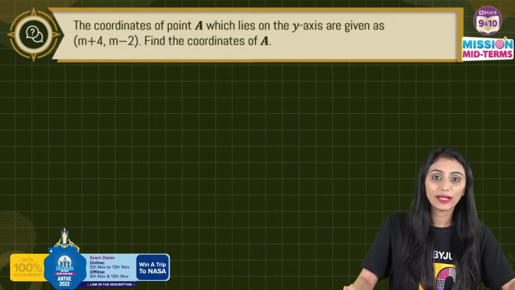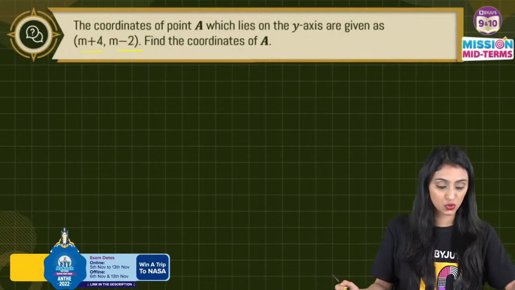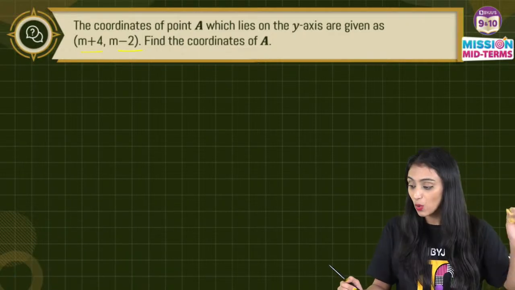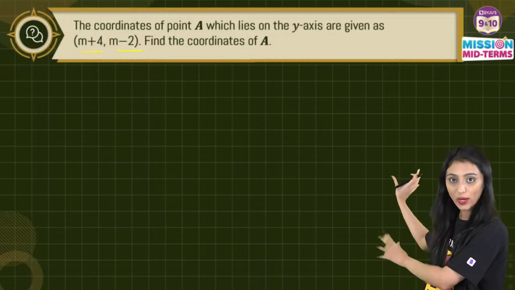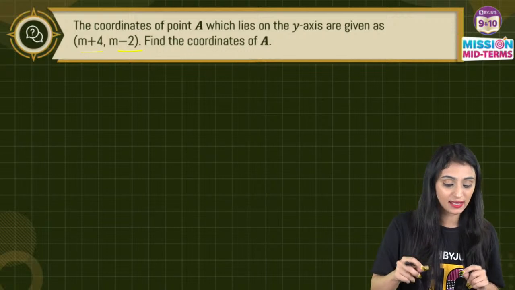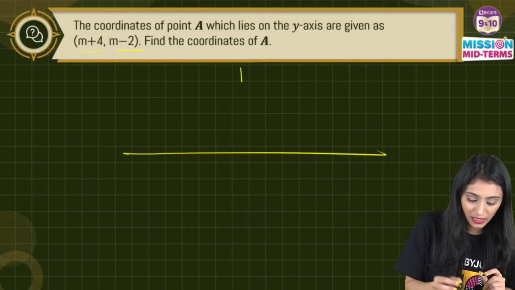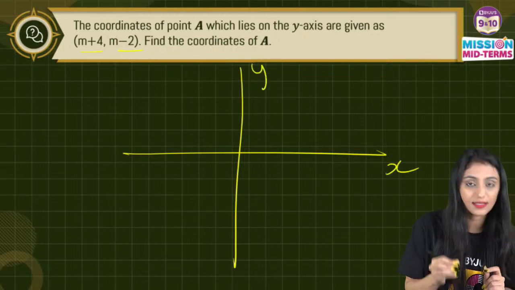The coordinates of a point A, which lies on the y-axis, are given as m plus 4, m minus 2. Find the coordinates of A. Question is saying, this coordinate is lying on the y-axis. If it is lying on the y-axis, what do we know? If something is lying on the y-axis, first let me show you. This is x-axis, this is y-axis.